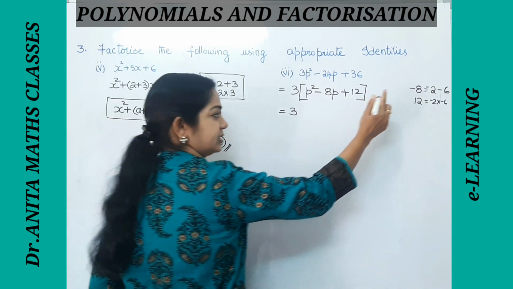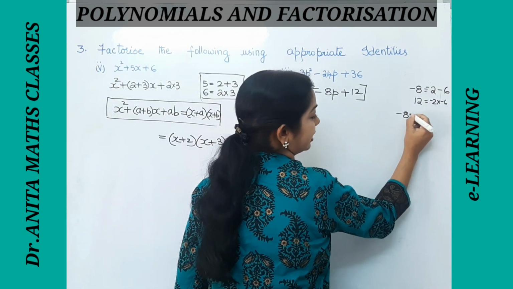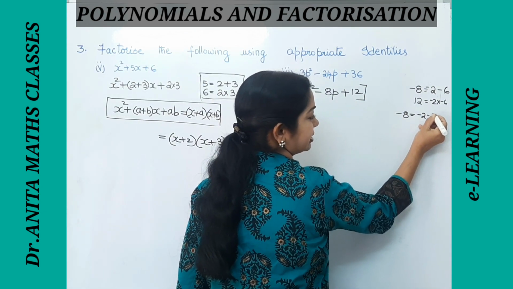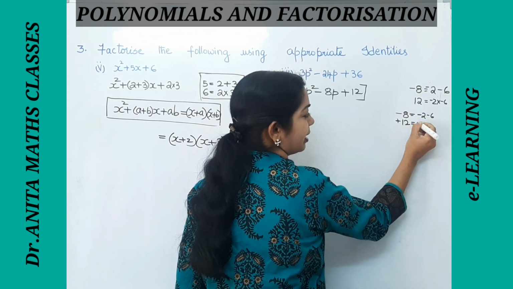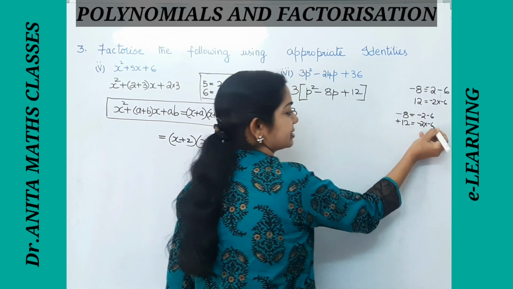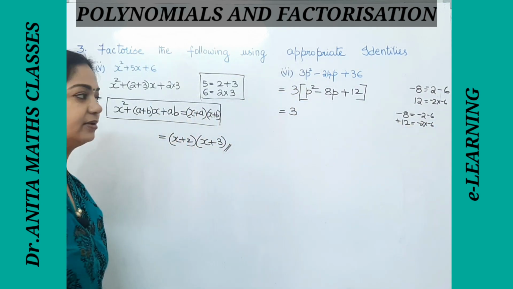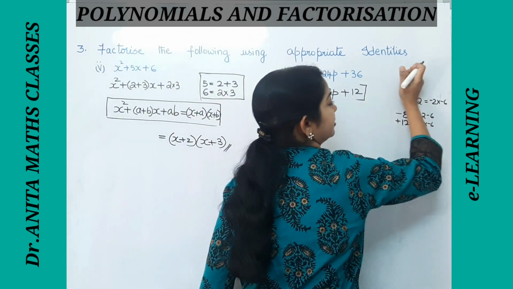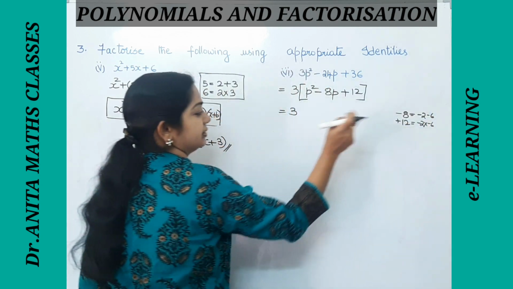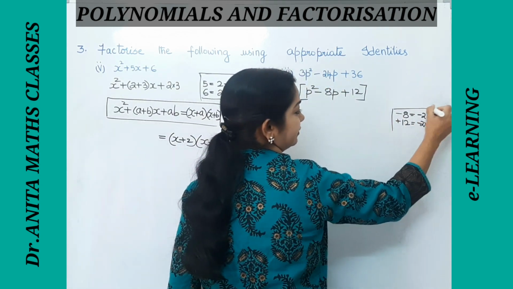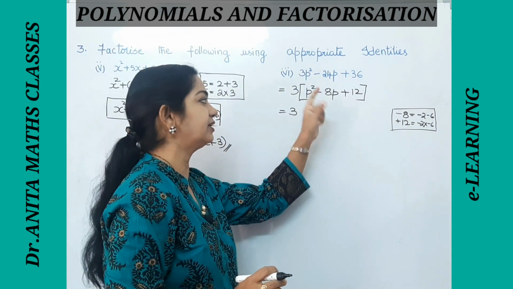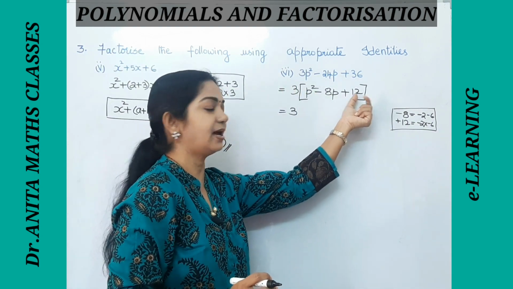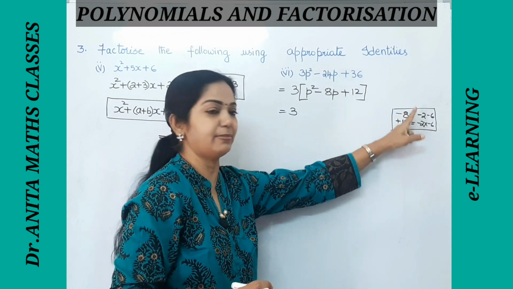If you are not able to see here, I'll write it here. Minus 2 minus 6 comes to minus 8, and here plus 12. So minus 2 multiplied by minus 6 comes to plus 12. See this part, I've written it here. So this comes our combination. If you add them you have to get the center one, and if you do the product you have to get the last one. So these two are best suiting.